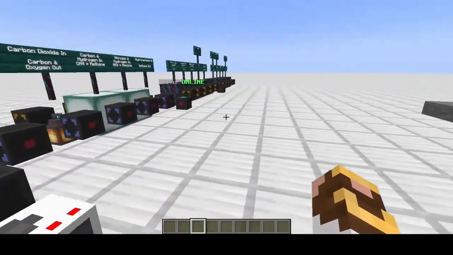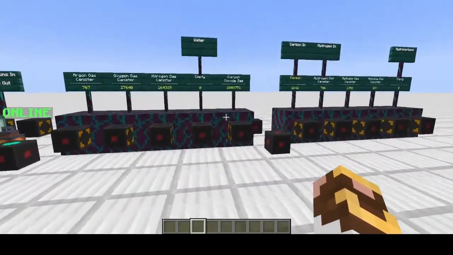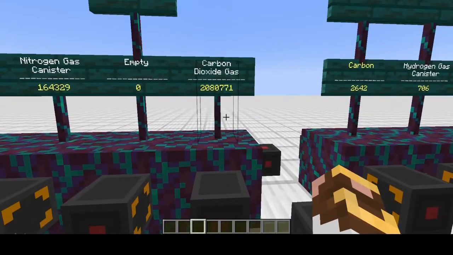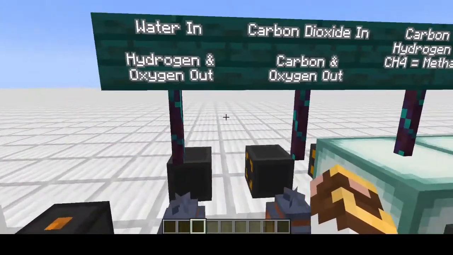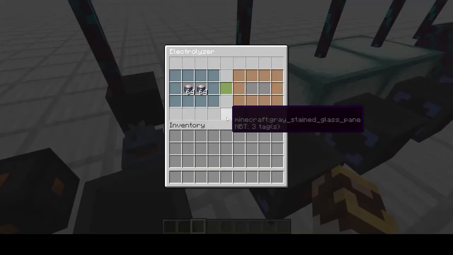Let's go, I want to show you something, just how much carbon dioxide I have. 2 million in roughly 2 hours and 15 minutes. So I'm bringing in about 1 million carbon per hour with 1 atmospheric harvester. Now imagine if I set up enough electrolyzers to break down carbon dioxide into its carbon and oxygen forms.